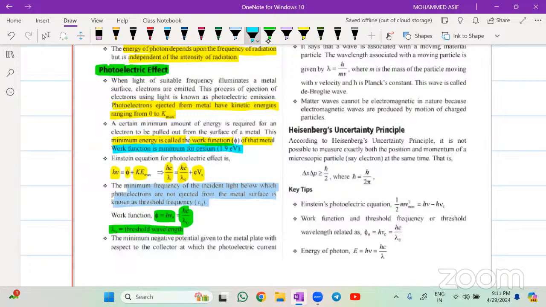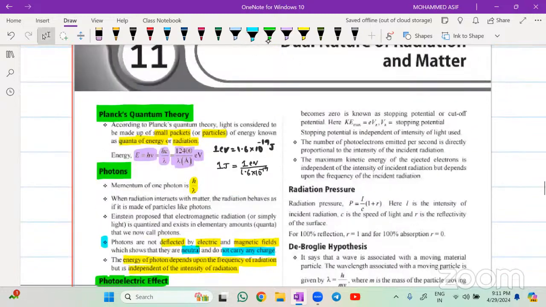Fastly, I'm just revising the formulas. The minimum negative potential given to the metal plate with respect to the collector at which the photocurrent becomes 0 is known as what? Stopping potential, or also called cutoff potential. And maximum kinetic energy is equal to e into Vs, and Vs is known as stopping potential. And stopping potential depends on what, beta?